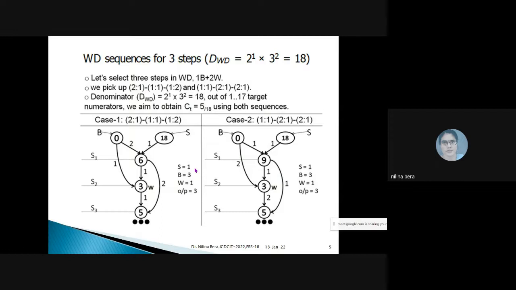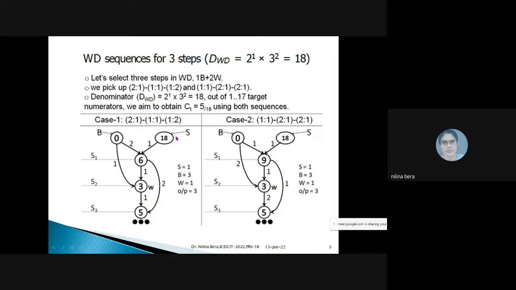So out of 18, the goal is to generate the fraction 5 by 18. That means the target concentration factor is 5 by 18. So how to get that? I am starting with the balance and the weighted steps. I am calling 0 as my buffer and 18 as my sample.